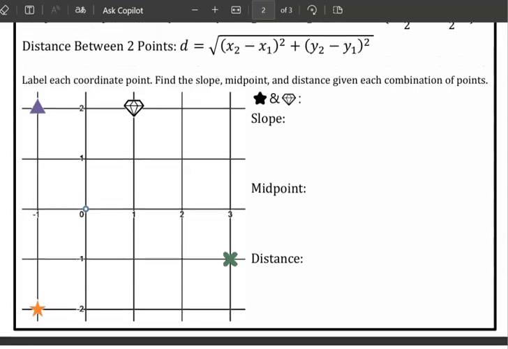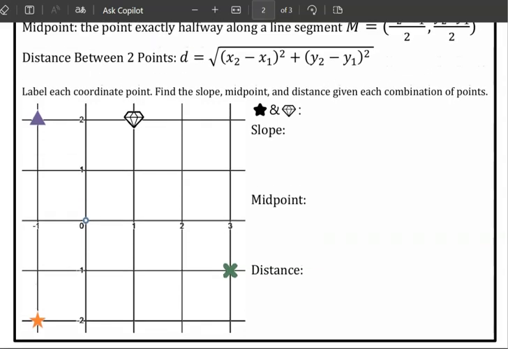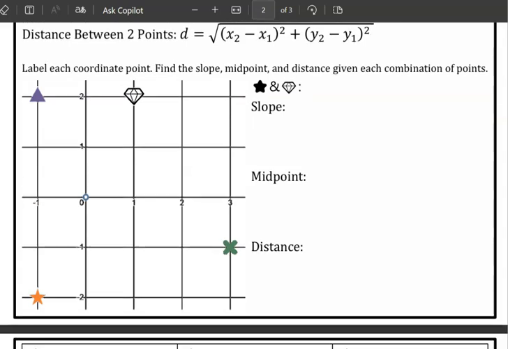Label each coordinate point. Find the slope, midpoint, and distance given each combination of points. The rest of the examples will use the points on this graph. The first one wants you to find the star and the diamond points. All right, so let's identify the points. The star is at point -1, -2, and the diamond is at point 1, 2.